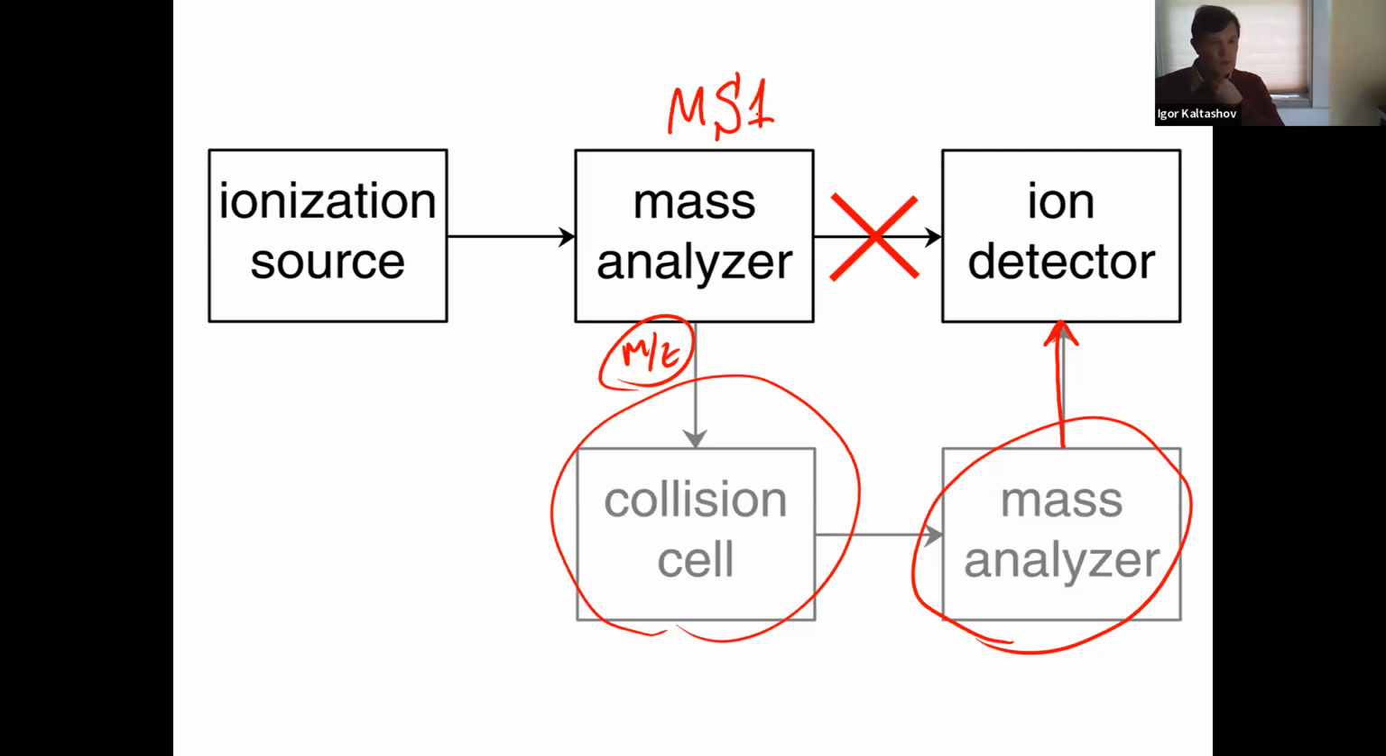This stage allows you to select ions of interest, and this would be MS2. So this is the second stage. Now you're looking at the fragments. So this is how it looks in reality.